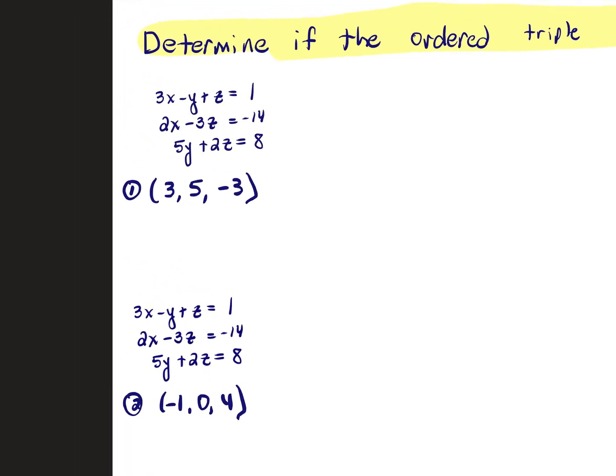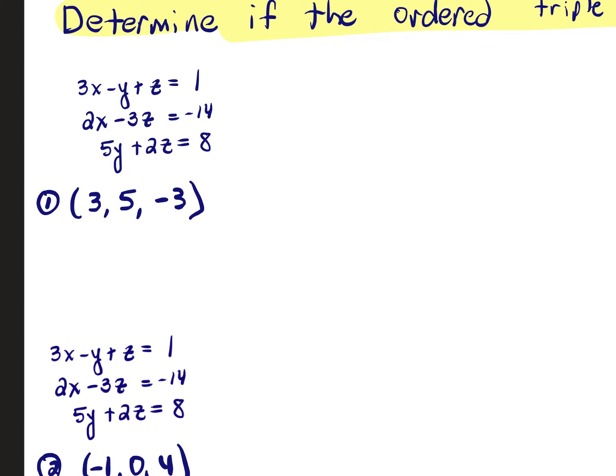So for number 1, for all of these, we're using the 3x minus y plus z is equal to 1, the 2x minus 3z is equal to negative 14, and the 5y plus 2z is equal to 8. For number 1, it gives you the ordered pair of 3, 5, negative 3. So your x is 3, your y is 5, and z is negative 3. So we're going to start with the first equation.